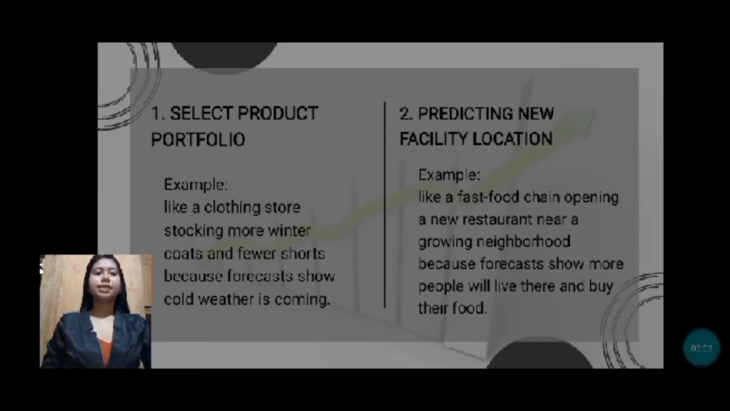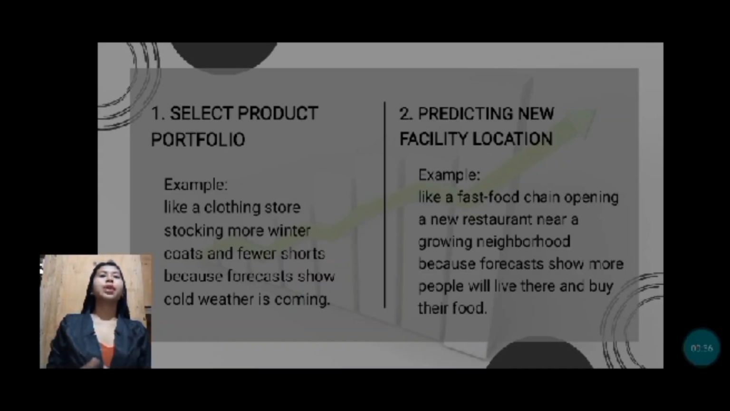The first decision relevant to demand forecast is select product portfolio. Selecting a product portfolio using demand forecasting means choosing which products to sell and how many, based on guesses about what customers will buy. For example, a clothing store stocking more winter coats and fewer shirts because forecasts show cold weather is coming. So that's select product portfolio.